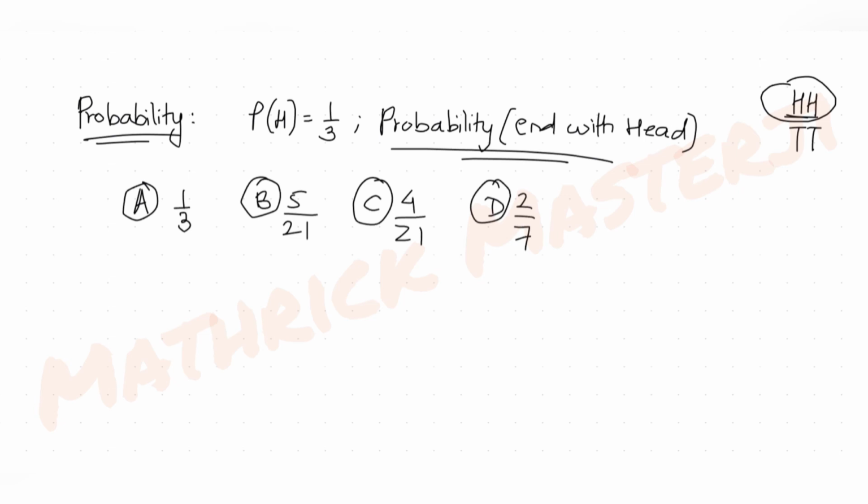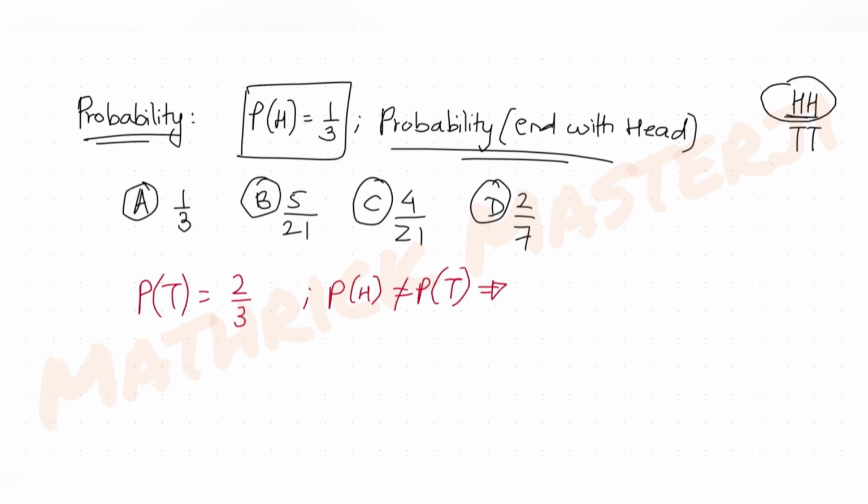So let's see how we'll solve this question further and find the probability asked of us here. First of all, the question says that the probability of head is one third. Now, when the probability of head is one third, I understand the probability of getting a tail in this case is two thirds. And since the probability of heads and the probability of tails are not equal to each other, I understand this is not an unbiased coin. This is a biased coin where you have double the chance of getting a tail compared to getting a head.